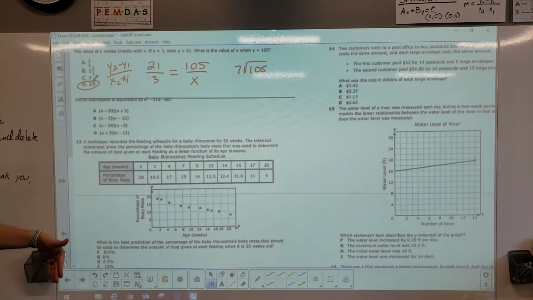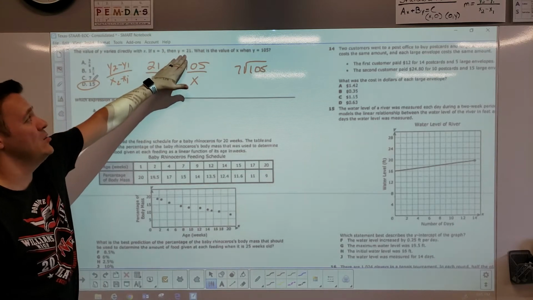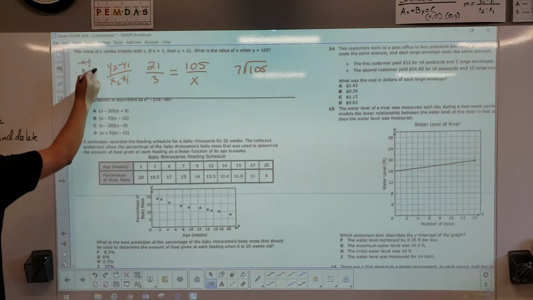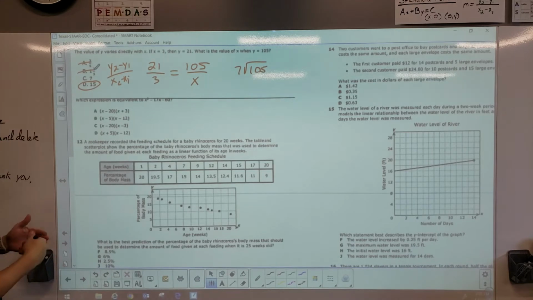Common sense says that if I'm going up in value, my x value is probably going up as well. So you should know that A and B are completely garbage to begin with. All right, so once again, test-taking strategies.